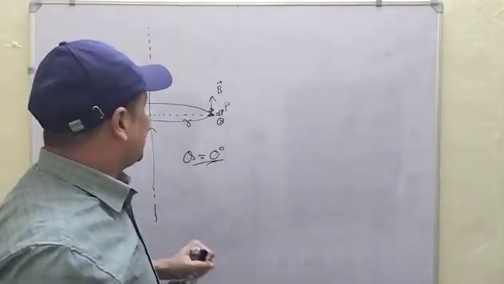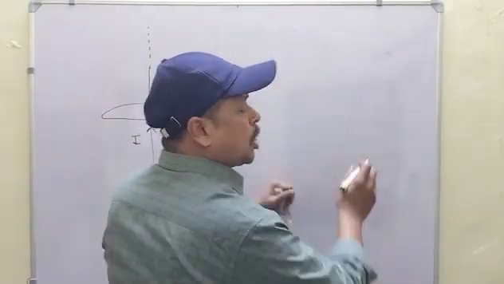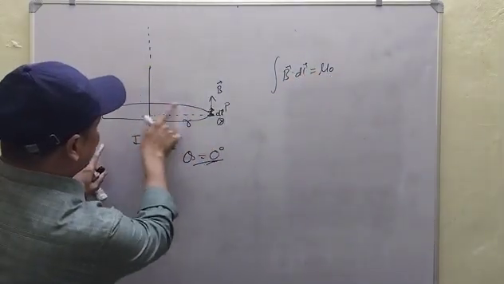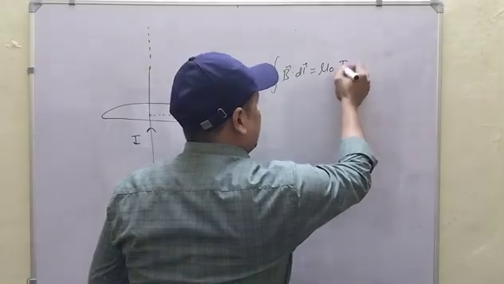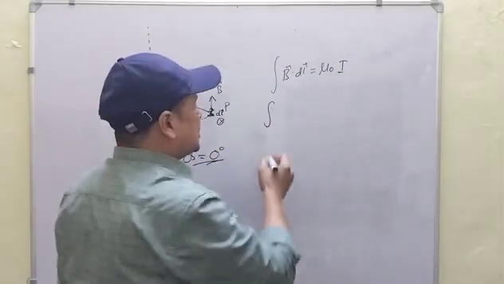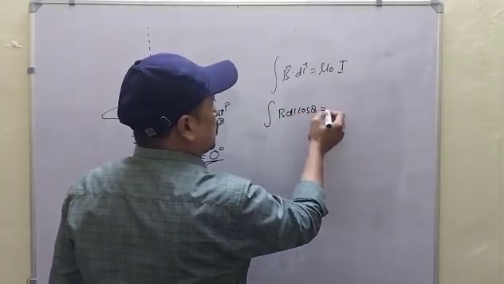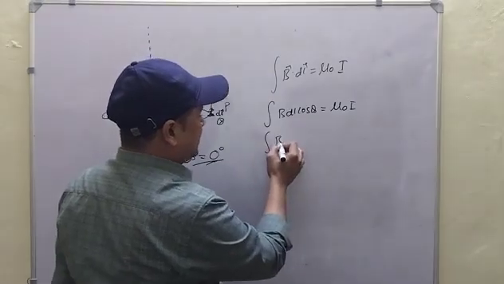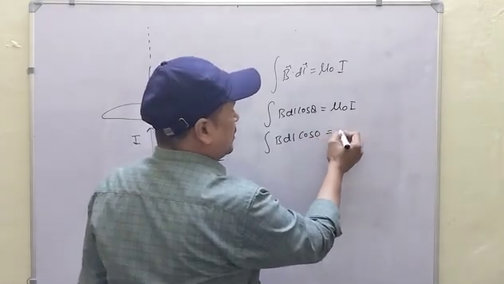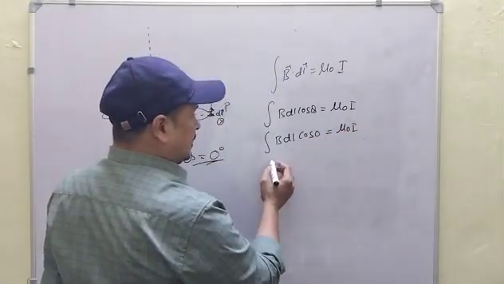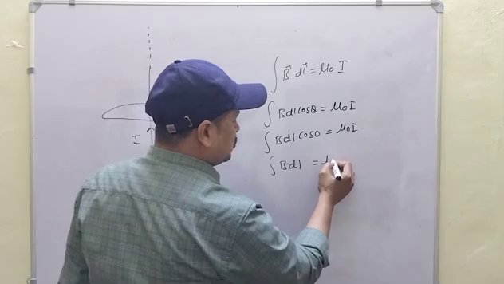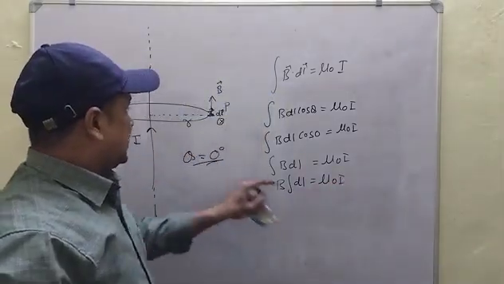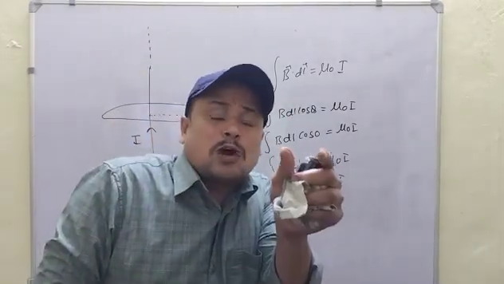Now we will apply Ampere's circuital law. What was Ampere's circuital law? The integral of B dot dl equals mu naught times the current enclosed by the loop, which is I. So the integral of B dl cos theta equals mu naught I. Theta is the angle between B and dl, so cos 0 is 1, and B times the integral of dl equals mu naught I. Here dl is a small element of the circular loop.